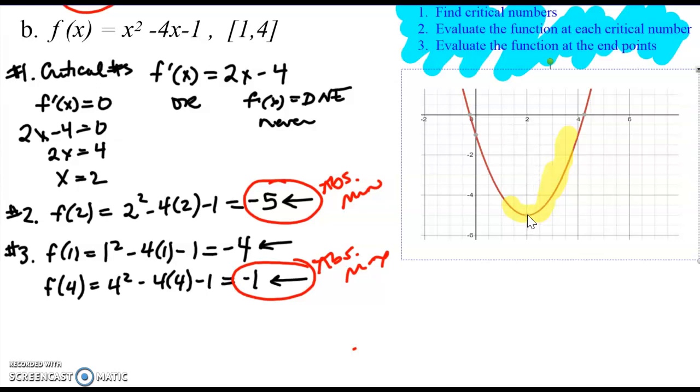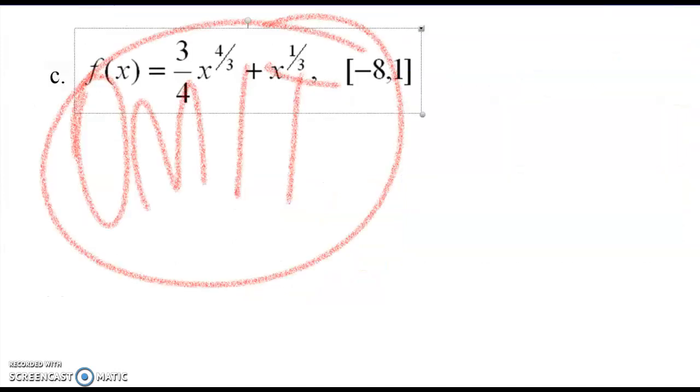The low spot, and it is an absolute low, is minus 5. And the other endpoint, when x is 4, is negative 1. So our work is correct as shown by the graph. We're going to omit C, and let's flip to the next page.